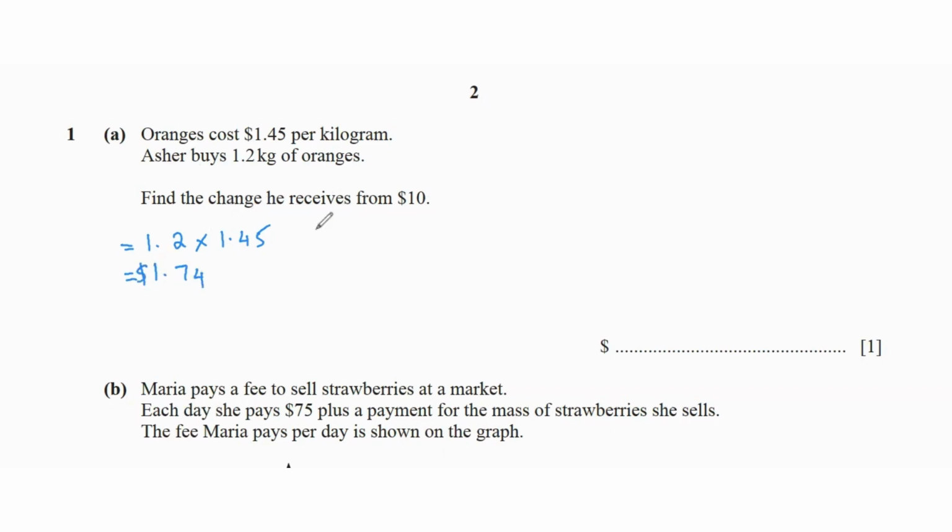So how much change does he receive? We subtract 1.74 from 10, and that gives us $8.26.